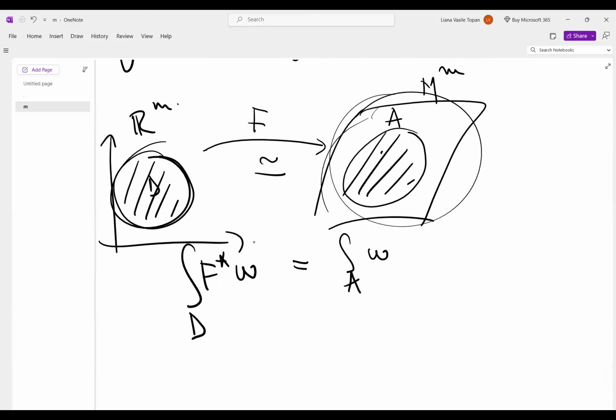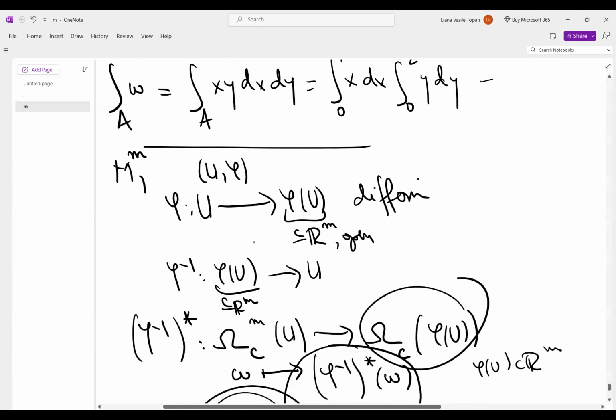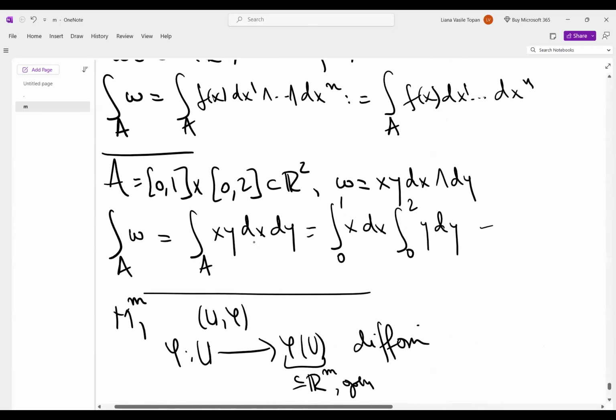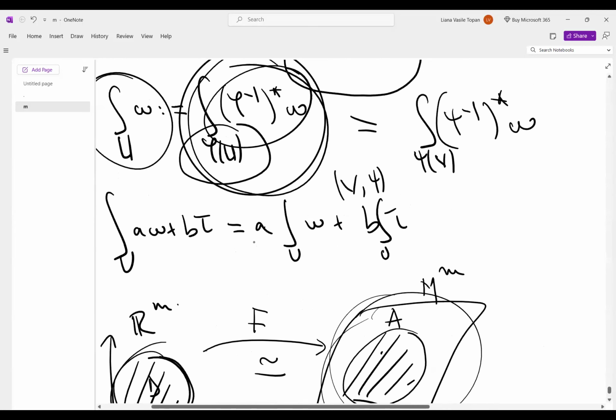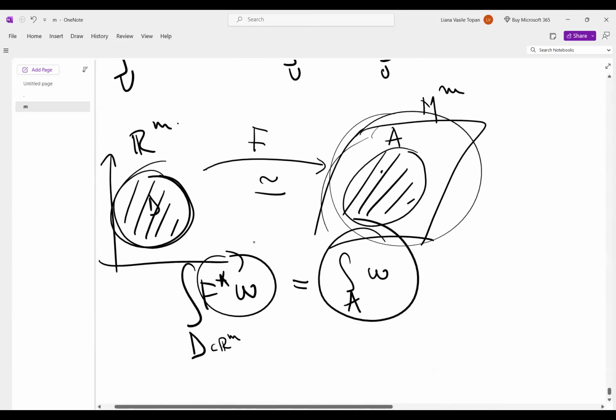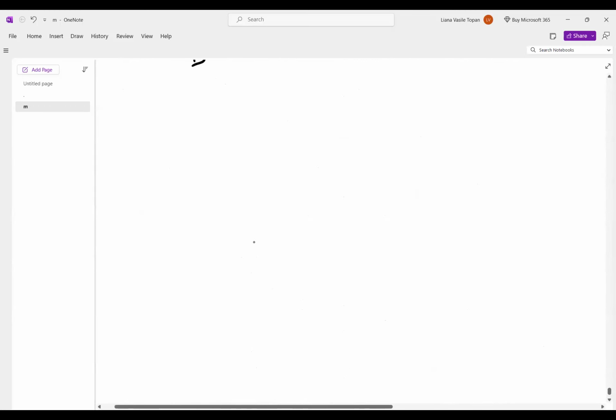So I'm going to define the integral over the domain A, a subset of M, to be the integral over the domain D. Again, this is a subset of Rm, and I have a form on Rm. So we know how to integrate forms on Rm. We saw here what this means. So let me take an example to see how we integrate a form on a manifold.